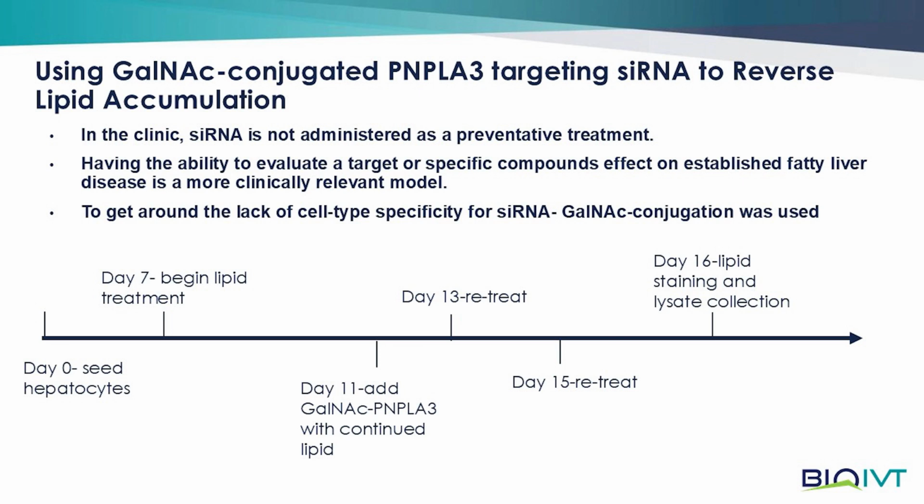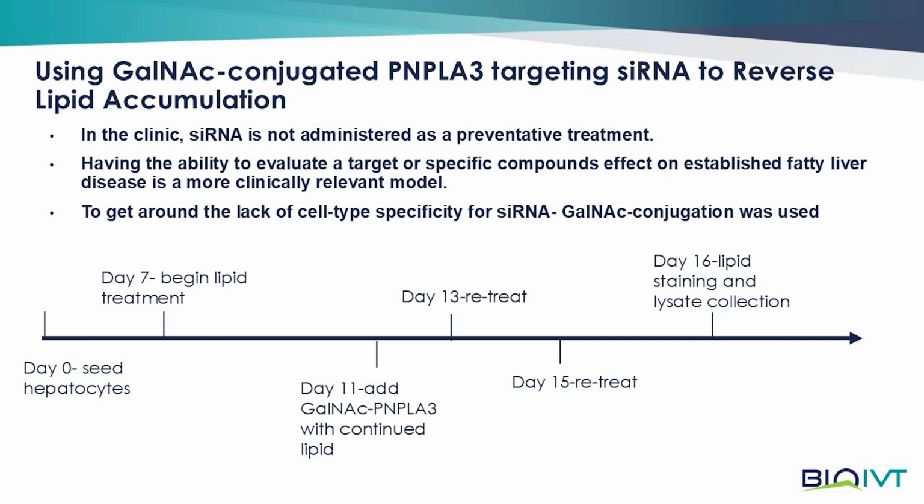And so we wanted to have the ability to evaluate the target or the compound's effect on an established fatty liver disease. To get around, as I mentioned, the transfection method doesn't really work in mature HEPATOPAC, we used a GalNAc conjugated siRNA. For this, we seeded hepatocytes, began the lipid at day 7, and then allowed the lipid to accumulate for 4 days, really establishing that disease phenotype.